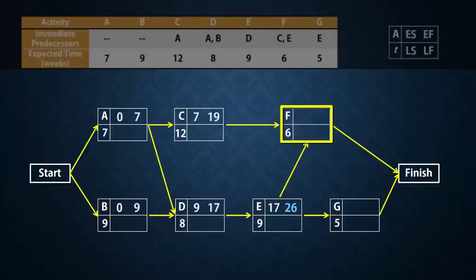F has predecessors C and E. Since the higher earliest finish time is 26, F can start earliest at 26 and finish at 32. G also can start earliest at 26, since it has only one predecessor E, and G can finish earliest at 26 plus 5, which gives 31. Note here that although G is the last letter, it doesn't have the highest earliest finish time because F has 32. So we say that the project's completion time is 32 weeks. In essence, the project's completion time is the highest of the earliest finish times at the finish node.